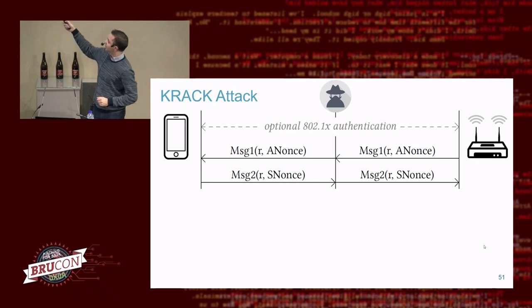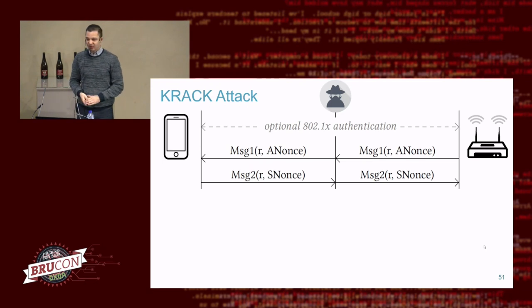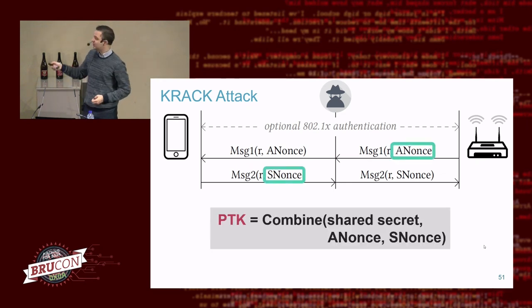So here we can see the access point is first sending a random number called the ANonce, which stands for access point nonce. It sends it to the client, and in turn, the client replies using its own random number called the SNonce, and that stands for supplicant nonce, where supplicant is just a synonym for client. And once both devices have received each other's random number, they can combine these two random numbers, the ANonce and the SNonce, together with the shared secret to derive this fresh session key called the PTK. And remember, this PTK, the session key, will be used to encrypt data frames after this handshake has been completed.